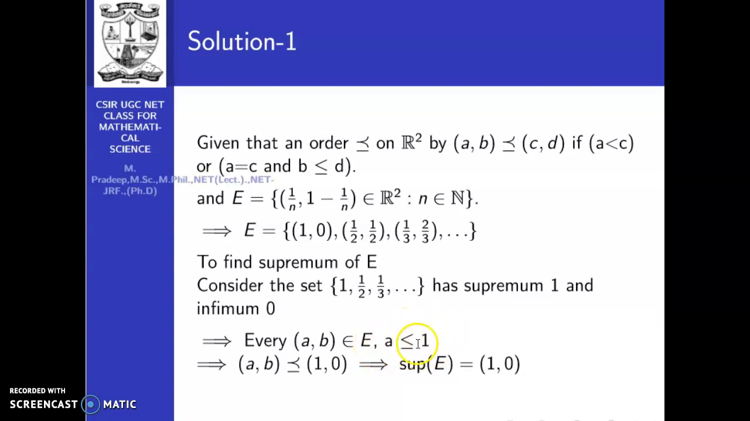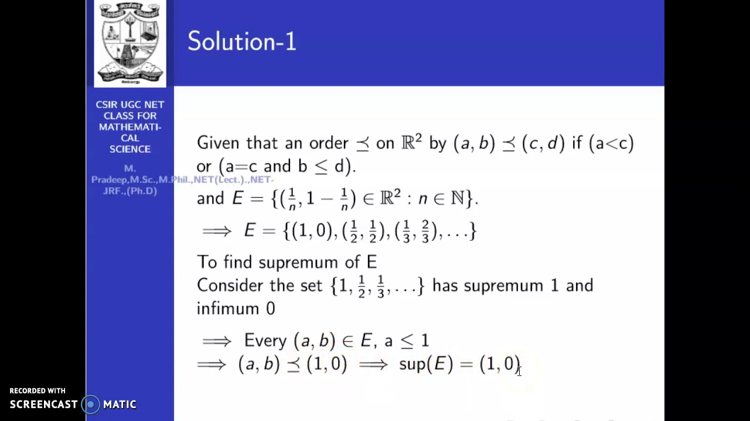A is less than 1 means (a, b) is ordered with (1, 0), because a is strictly less than 1. By the definition, the order is defined like that: a less than c, or a equal to c and b less than or equal to d. Here a is less than 1 because 1 is the supremum of the first elements of the set. So (a, b) is ordered with (1, 0). So the conclusion for every element (a, b) in the set E is that (1, 0) is the supremum. The supremum of E is (1, 0).